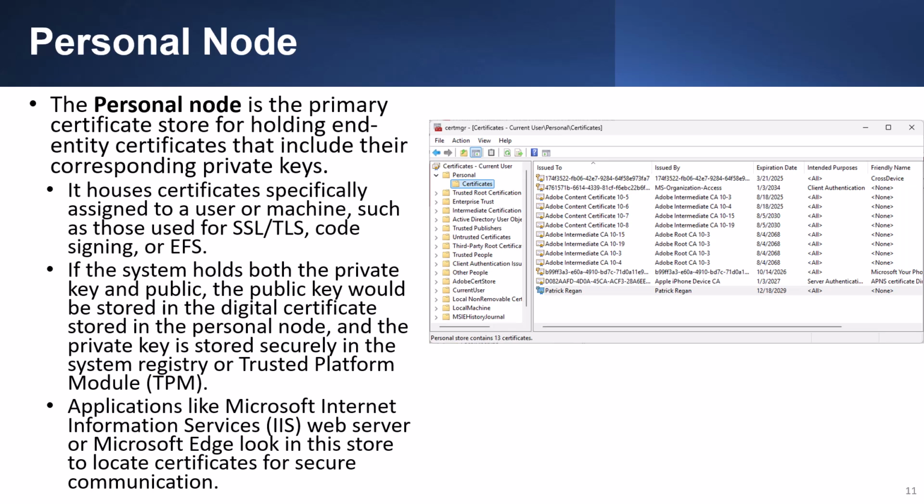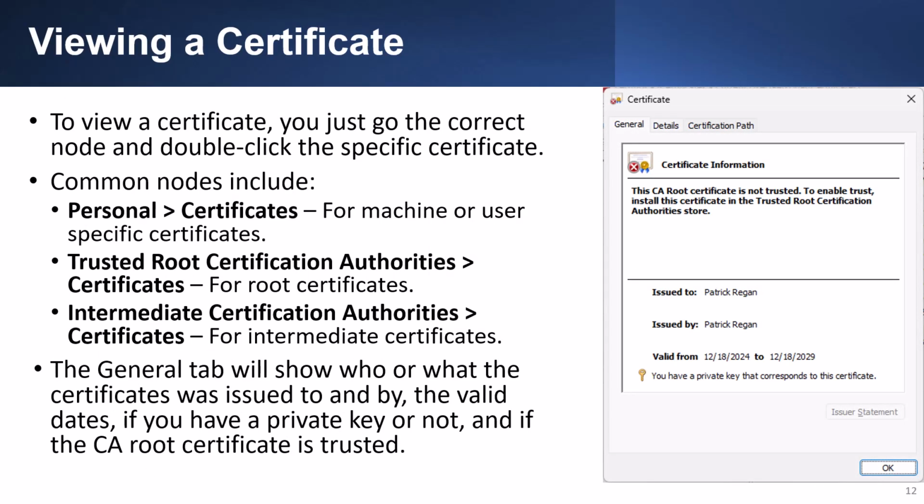Applications like Microsoft Internet Information Services, or IIS Web Server, or Microsoft Edge look in this store to locate certificates for secure communications. To view a certificate, you must go to the correct node and double-click the specific certificate. Common nodes include Personal, for machine or usage-specific certificates, Trusted Root Certification Authority, for root certificates, and Intermediate Certification Authority, for intermediate certificates.